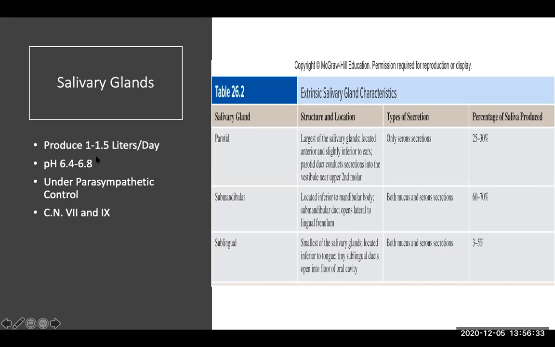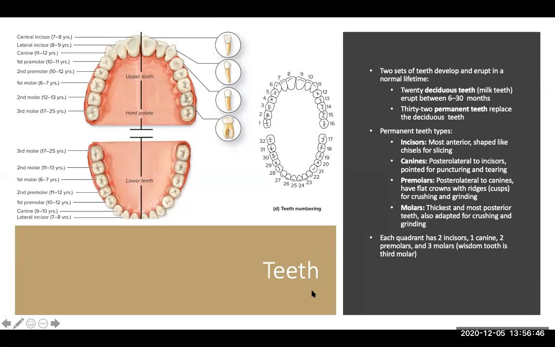It's under parasympathetic control with cranial nerves 7 and 9. So again, the parasympathetic nervous system is your rest and digest division. So an increase in parasympathetic activity will increase saliva secretions.